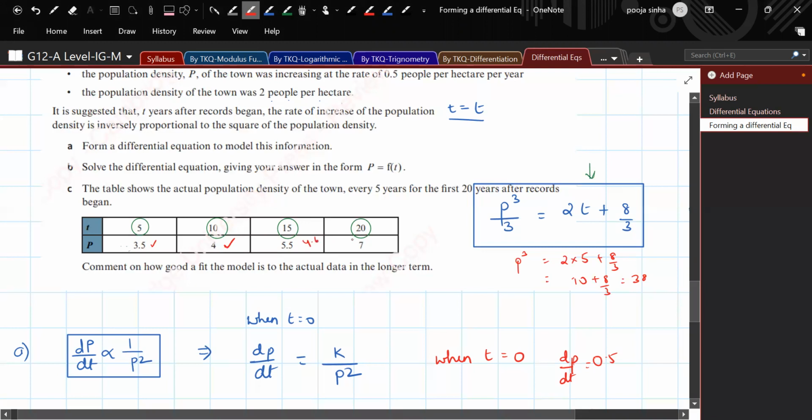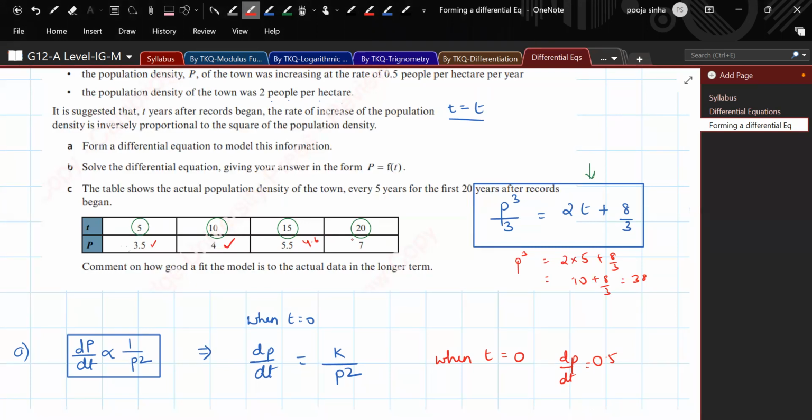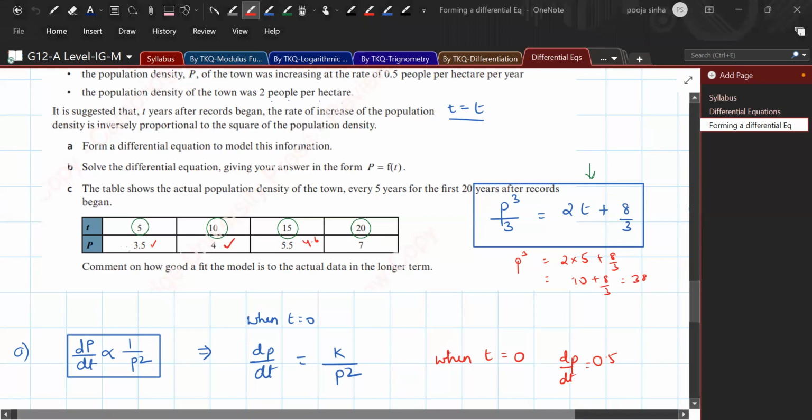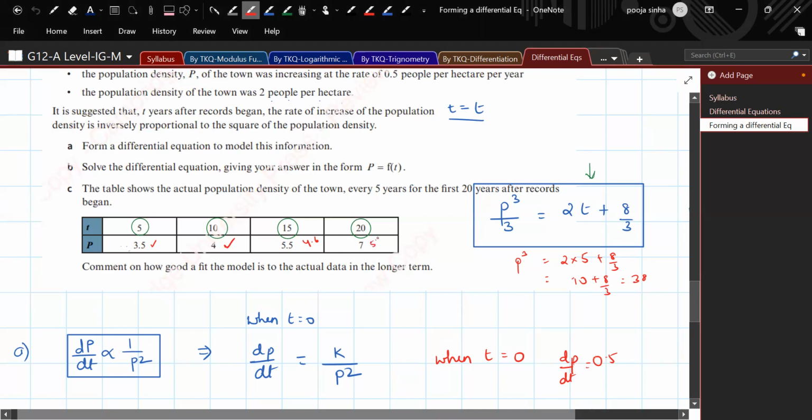20. 5.04. Your prediction was 5.04, but the actual is 7. So do you understand what is happening? What do you understand from this? That your model is good only for a smaller period of time. The bigger this gets, the more difference is created between your model and the actuals.